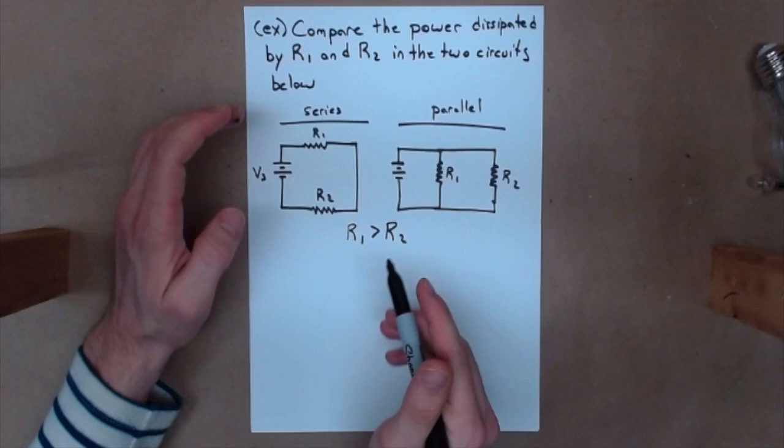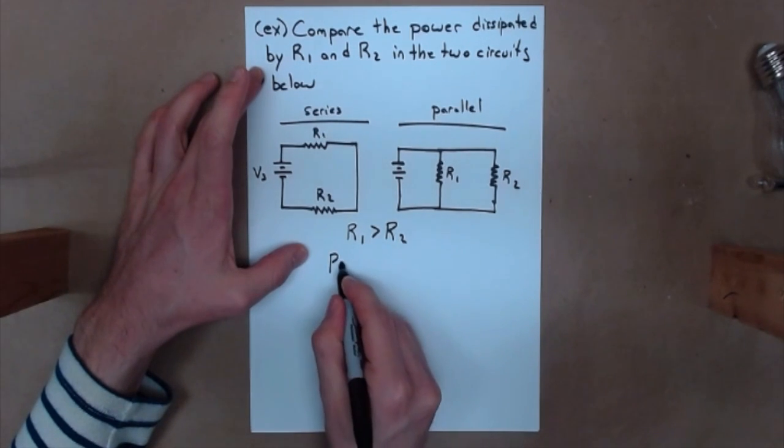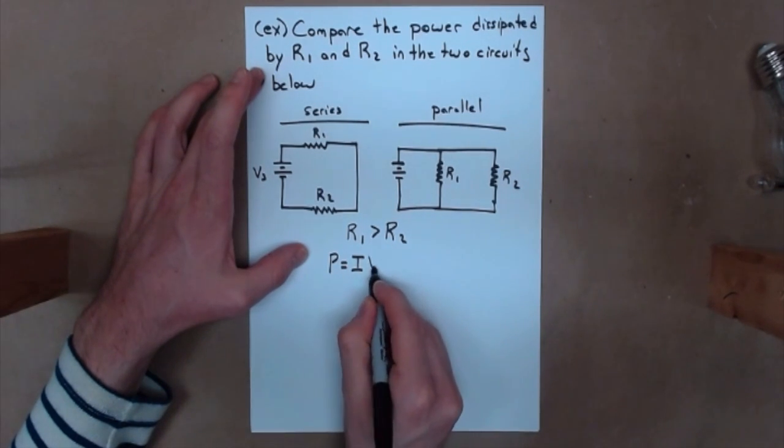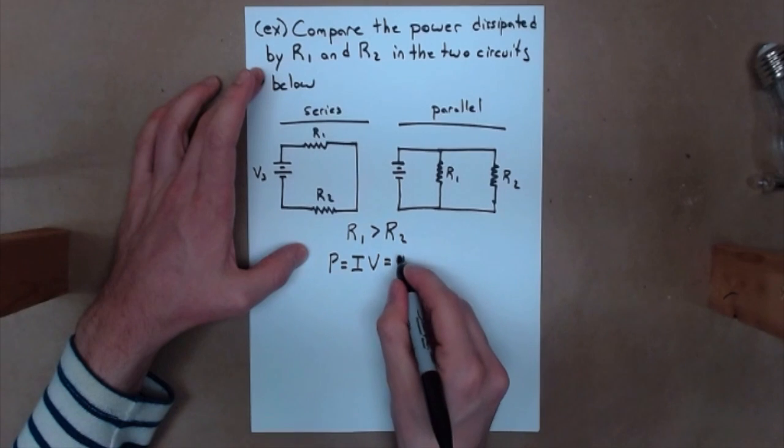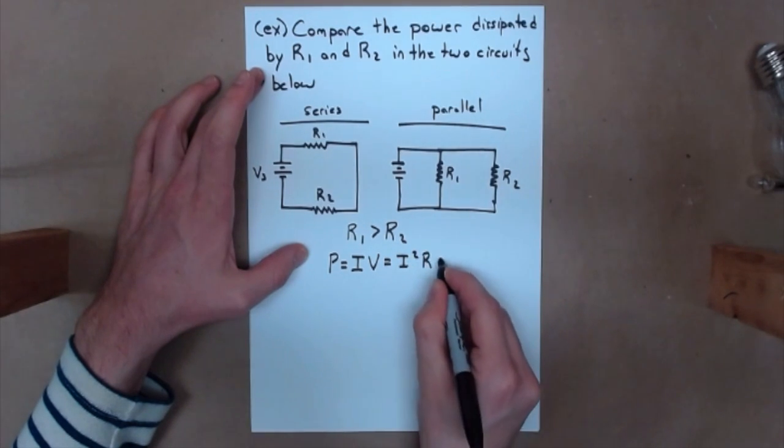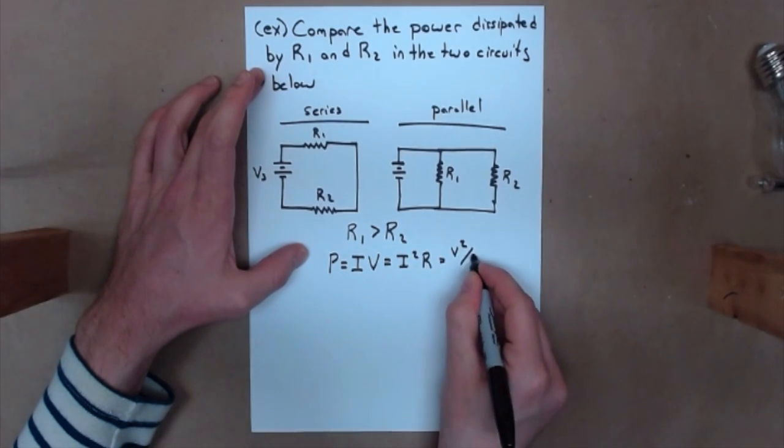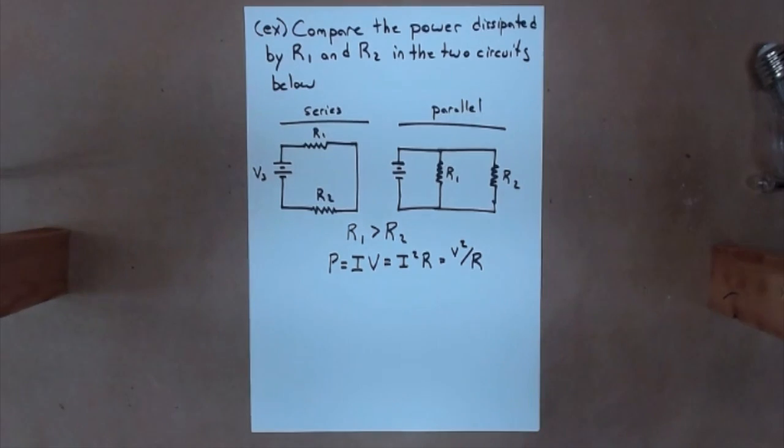So in order to answer this question, we need to look at our equation P equals IV, which is equal to I squared R, which is equal to V squared over R. Now, right now, this may clue you in to why this question is not easy.